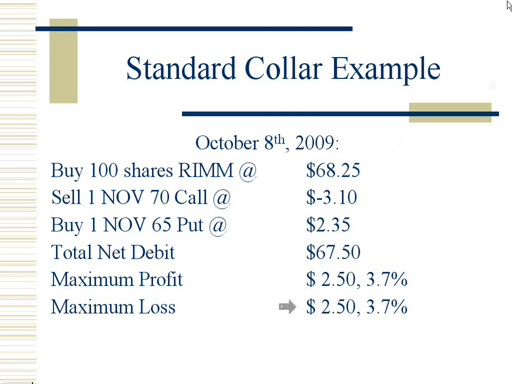This position actually just turned out to be even on both sides, believe it or not. So if the stock drops below the put strike price, I was wrong in my sentiment, and the stock drops below $65 per share, I'll have a maximum loss of $2.50, or in this case, a total loss of $250 off a $6,750 investment. Okay?